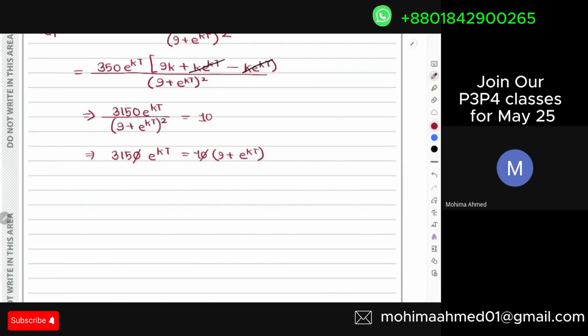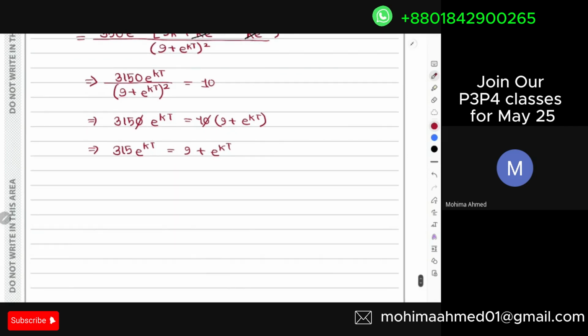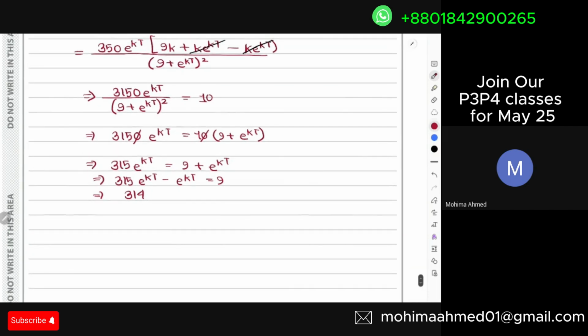This 0 and 0 cancels out, leaving you with 350 EKT and 9 plus EKT. Take all the EKTs together. So you have 315 EKT minus EKT equals to 9. If you take EKT as a common factor, we get 315. Sorry, we get 314 EKT, right? Oh no, we cannot actually take this as a common. There was a square, so sorry, made a mistake.